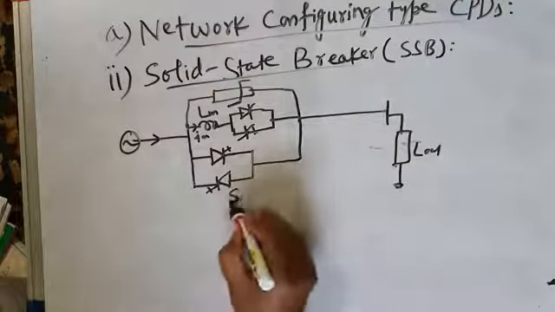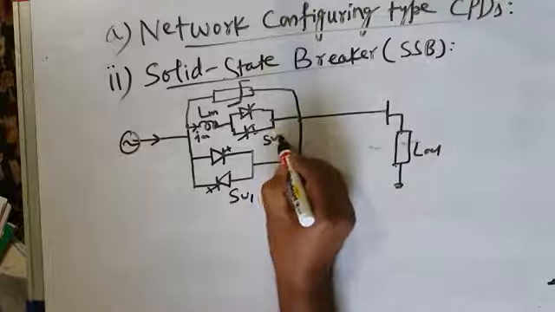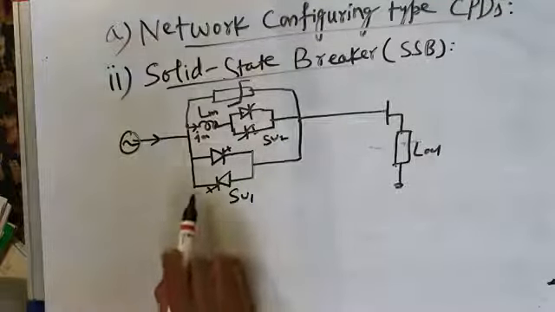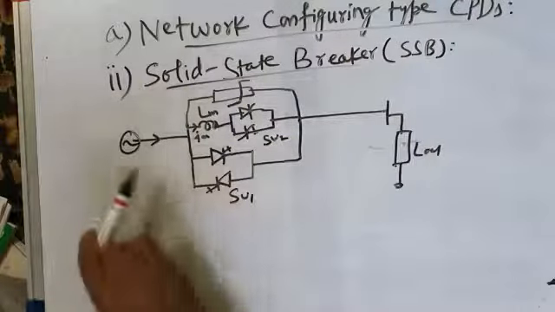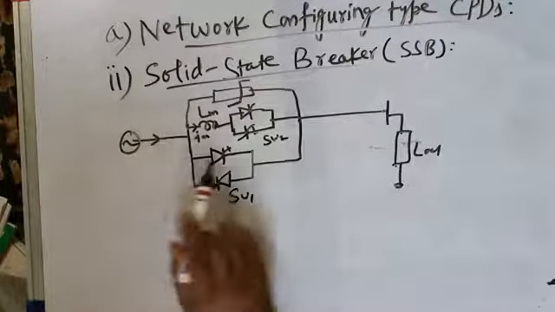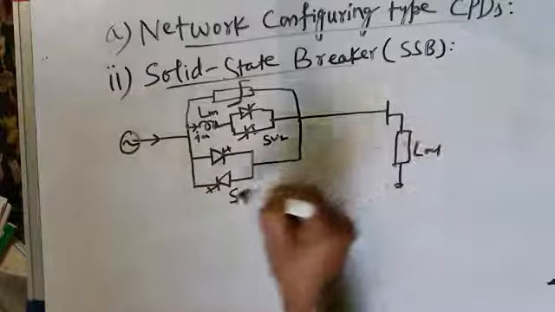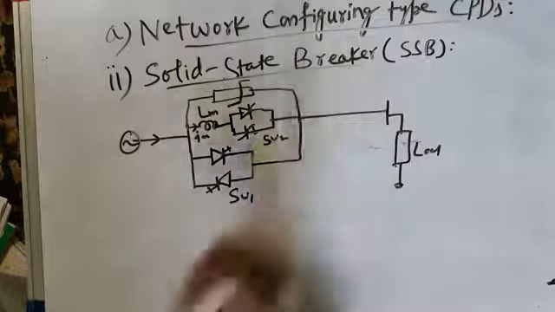This is switch SW1 and this is switch SW2. Under normal circumstances, switch SW1 is conducting and current is flowing like this. For positive current, this upper switch conducts. For negative current, the lower switch conducts. At that time, these thyristors are off.